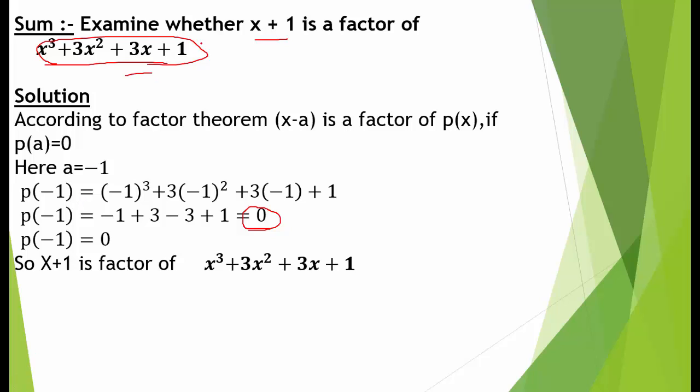I am repeating: according to the factor theorem, x minus a will be a factor if the value of the polynomial at a is 0. Comparing this with x minus a, you will find that a is minus 1, and find the value of this polynomial at minus 1. If the value is 0, then this will be a factor, otherwise this will not be a factor of this polynomial.